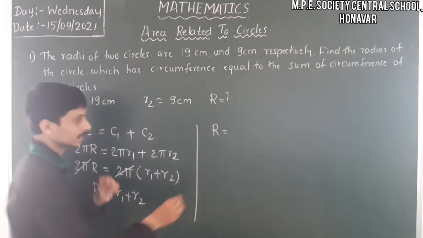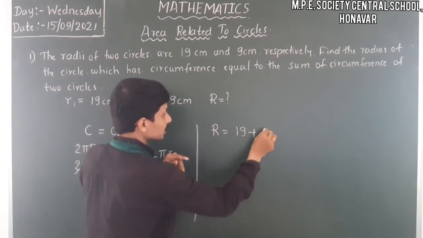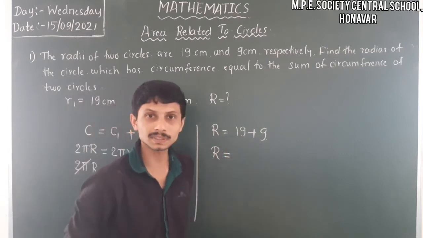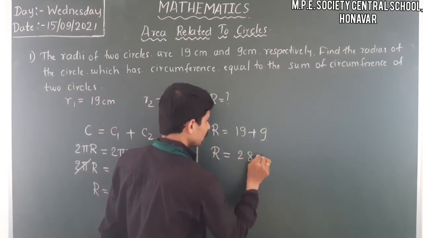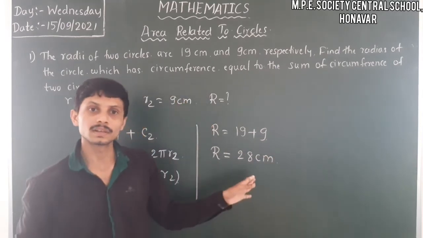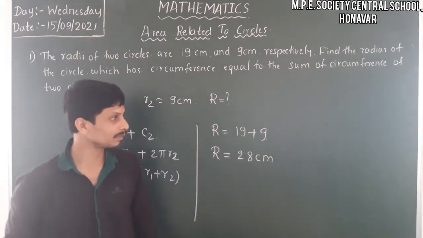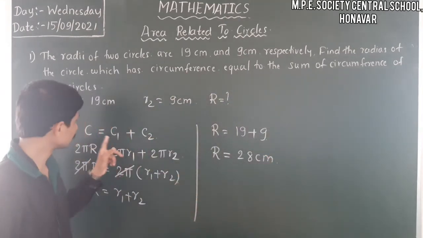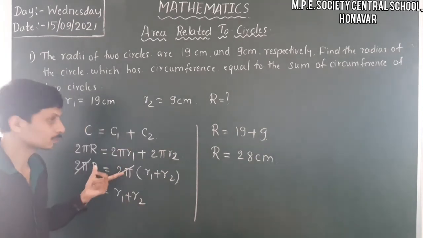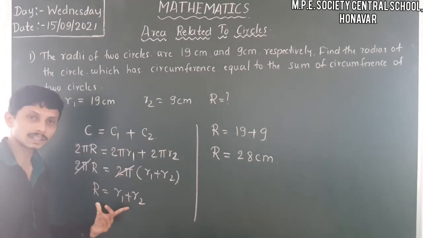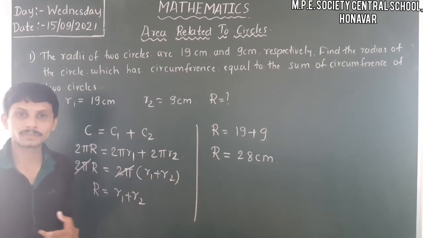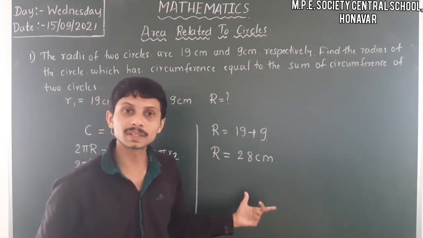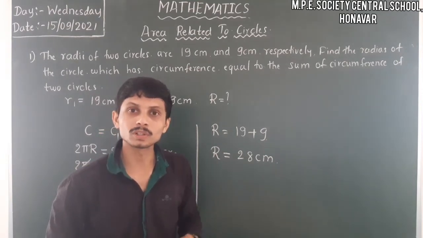What is the value of R1? It is 19 centimeter, and R2 is 9 centimeter. The radius of the bigger circle is 19 plus 9, which is 28 centimeter. So likewise we got the answer. Firstly, we observe the relationship given, that is C is equal to C1 plus C2. Then we substitute the formula and simplify, and we can find the radius of the bigger circle. I hope you understood this.